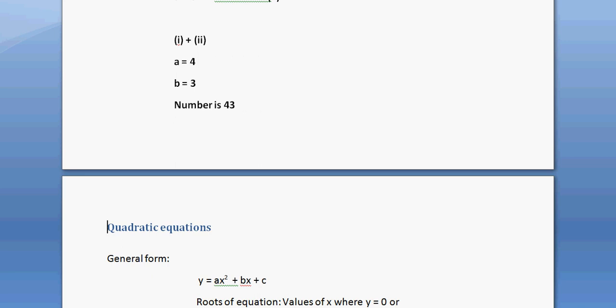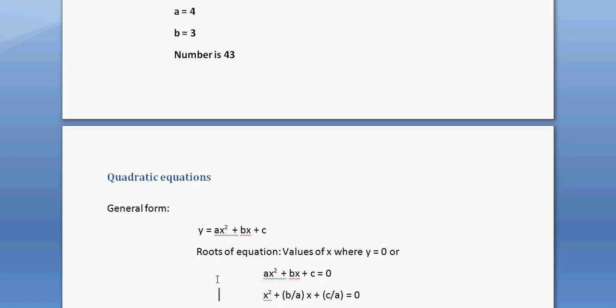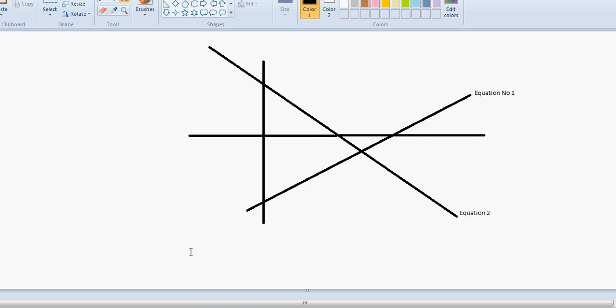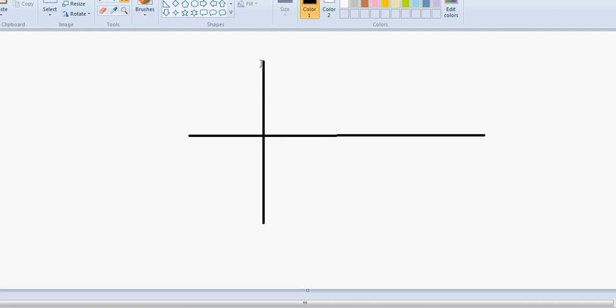Now let's do another topic, which is quadratic equations, right? So the general form of a quadratic equation is ax square plus bx plus c is equal to 0. That's a quadratic equation. When we write y is equal to ax square plus bx plus c, it is a quadratic polynomial, right? So how does a quadratic polynomial look like? Let's draw a quadratic equation. So it's a y-axis, here is x-axis. A quadratic equation would look something like this. Let me draw it. It's a parabola, so something like this.